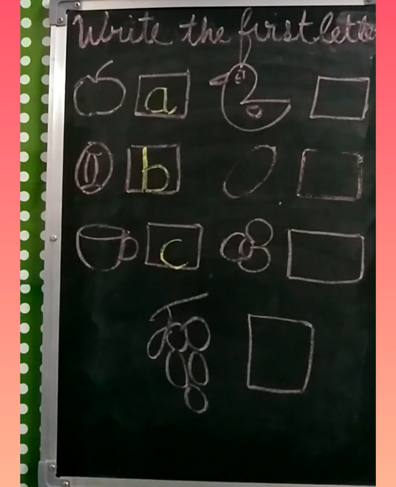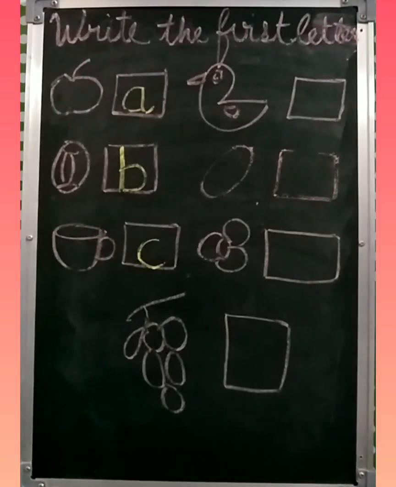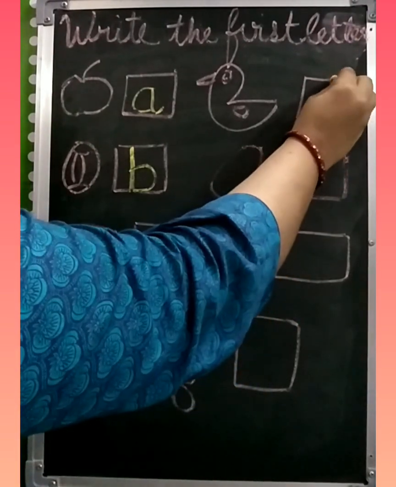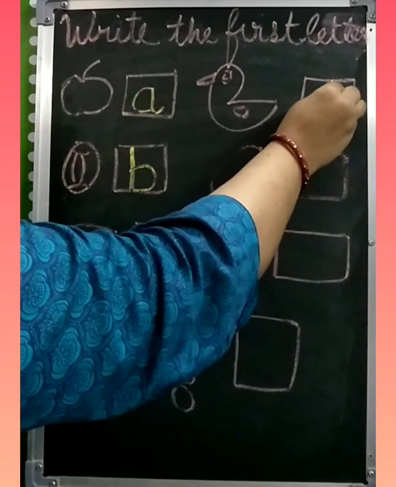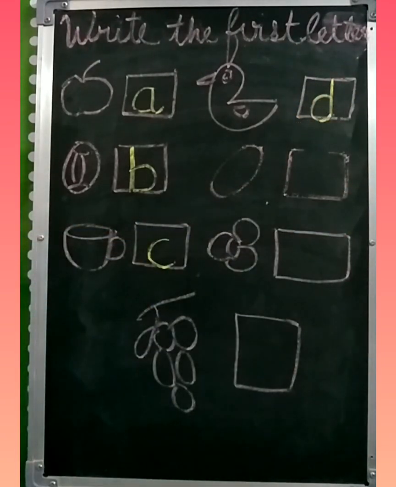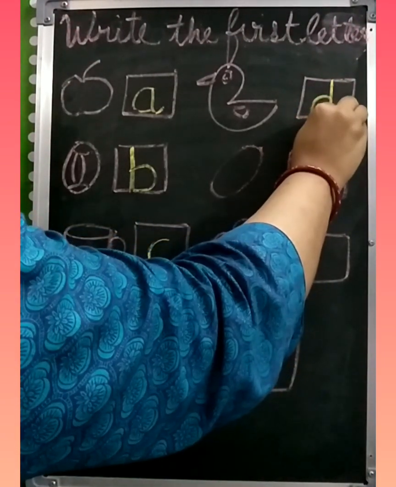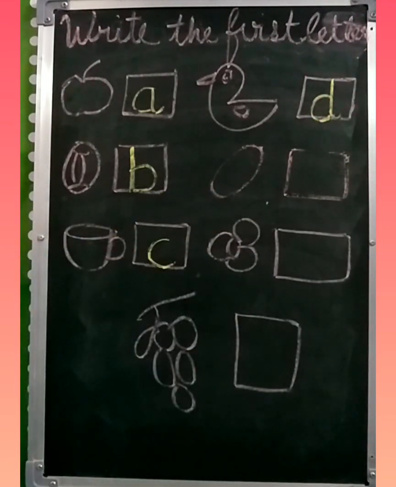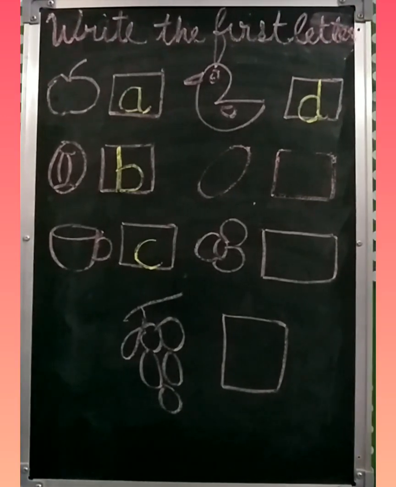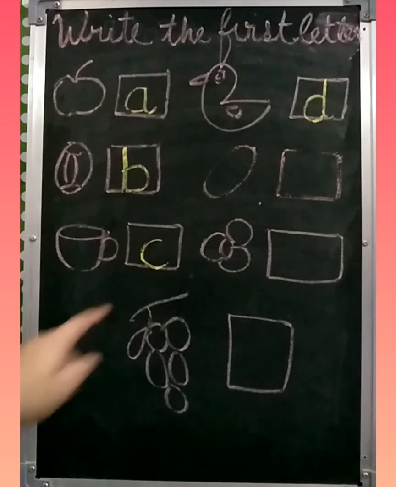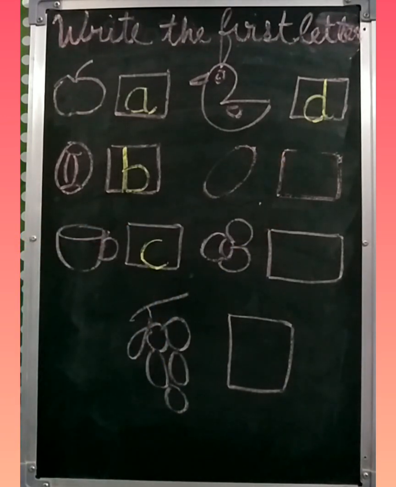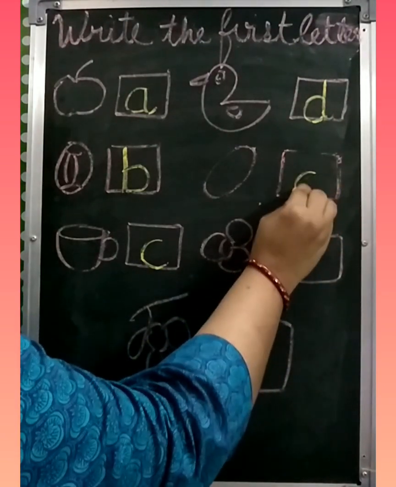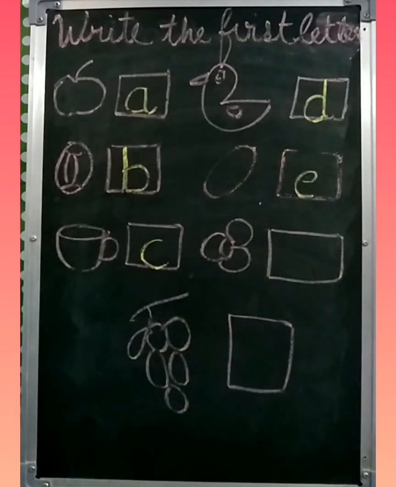Then duck. Remember? Duck. So we will write small d. What is the sound of D? Duh. So it starts with duh. Duck. Okay? We will write like this. Then egg. Which letter is this? Egg. So which letter I will write here? Is sound of which letter? Yes, E. We will write small e. Okay?